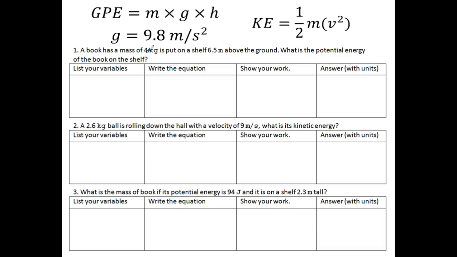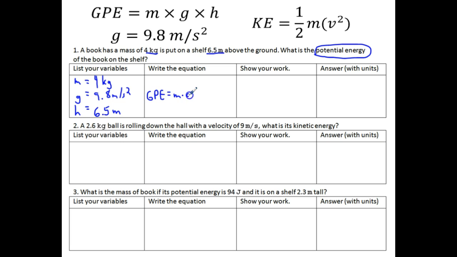Okay, let's work a couple practice problems here on solving for energy. This first one, I have a book on the shelf. I'm going to be solving for gravitational potential energy, so I need to write out mass, gravity, and the height. Mass is 4. Gravity on Earth will always be 9.8 meters per second squared, and the height in this case is 6.5 meters. My equation is GPE equals mass times gravity times height.